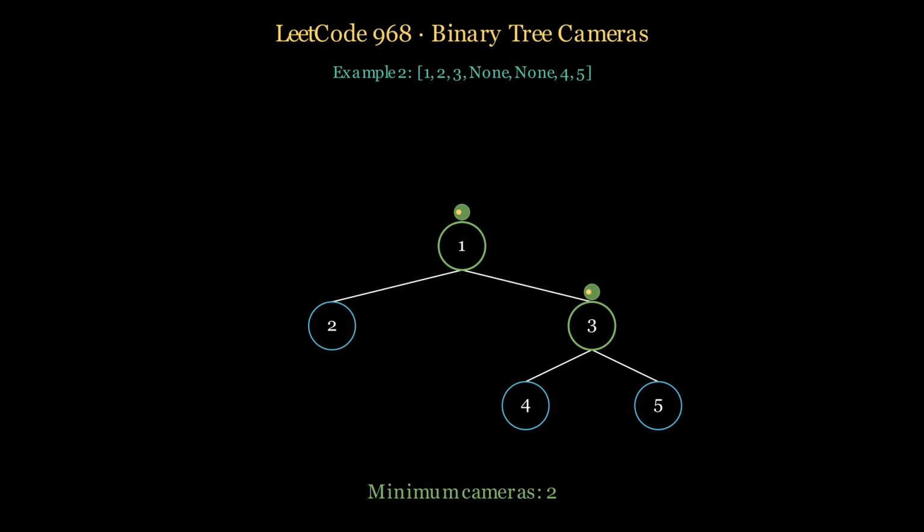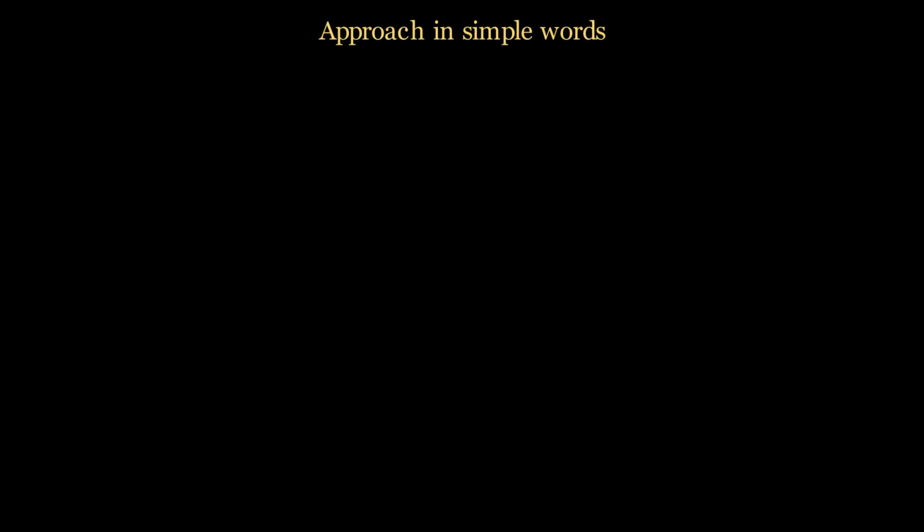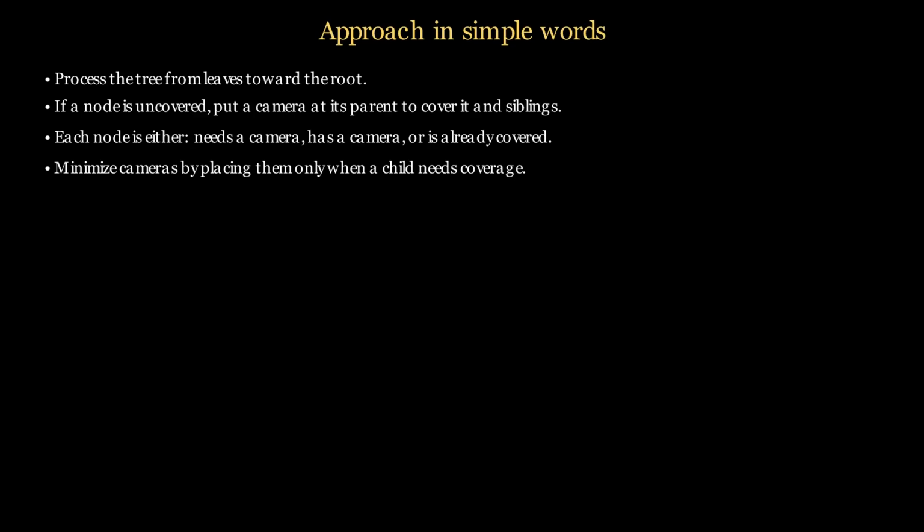Example 2, minimum 2 cameras needed for this tree. In simple terms, we process the tree from the bottom up. When a node is uncovered, we place a camera at its parent so we cover as many nodes as possible. Each node is either needing a camera, having a camera, or already covered. We only add a camera when a child needs coverage, which keeps the total minimum.